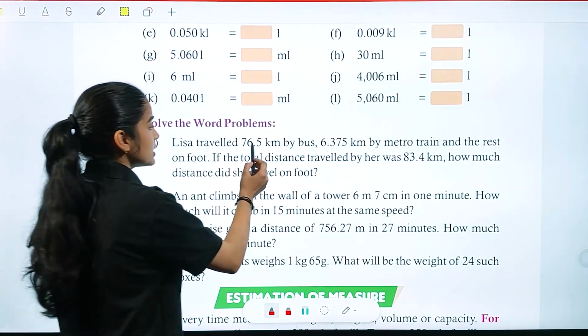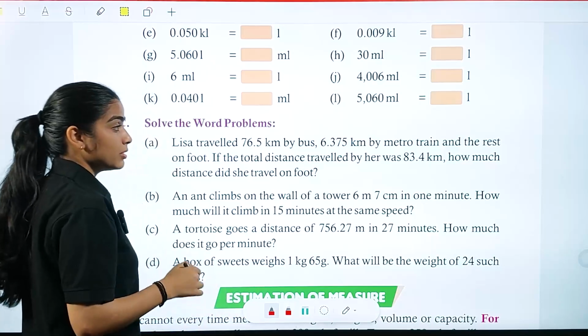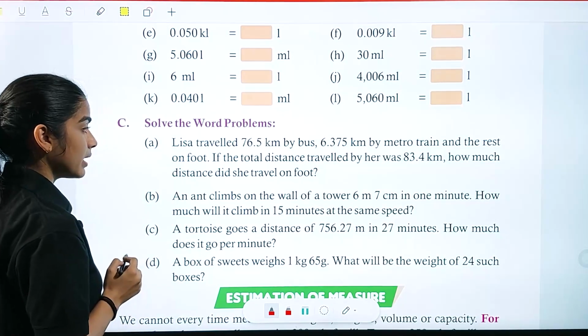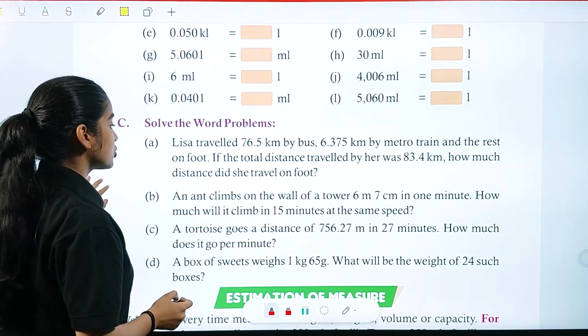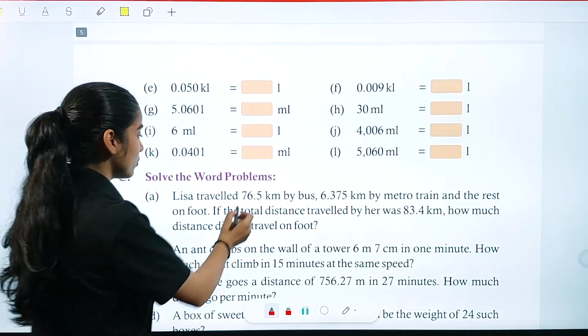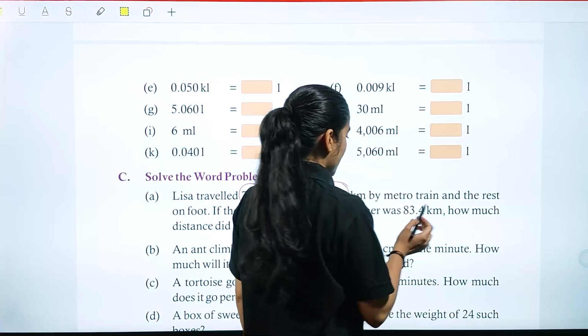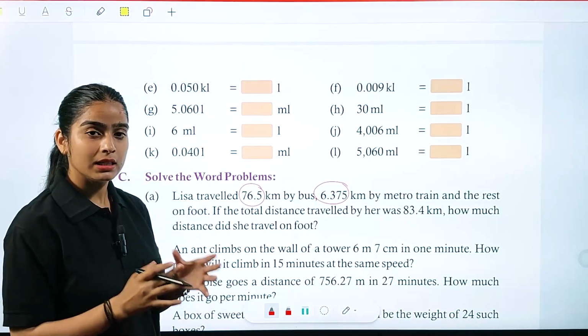Lisa travels 76.5 kilometer by bus, 6.375 kilometer by train and the rest on foot. If the total distance traveled by her was 83.4 kilometer, how much distance did she travel on foot? So first we have to add them together. Always keep in your mind, I hope you remember the addition part in decimals.